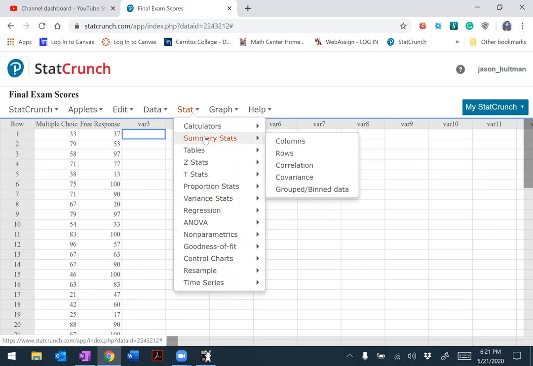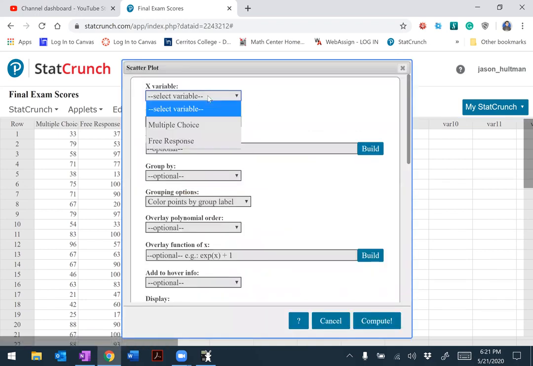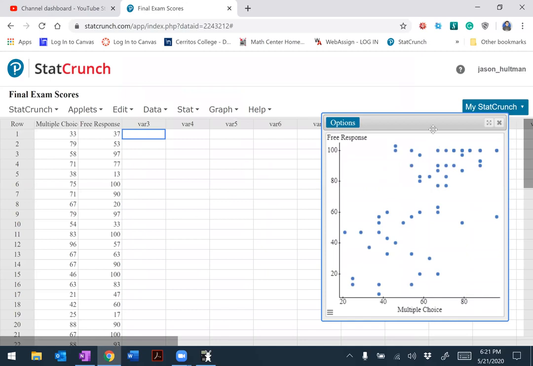Stats. Oh, graph. Here we go. Graph. I want a scatter plot. What's my x variable? My multiple choice. What's my y variable? Is free response. And then compute the scatter plot.